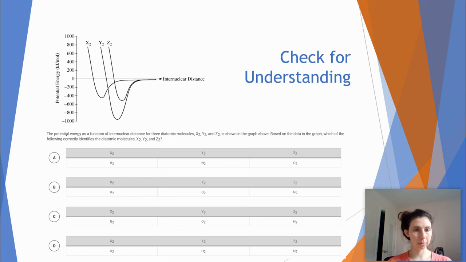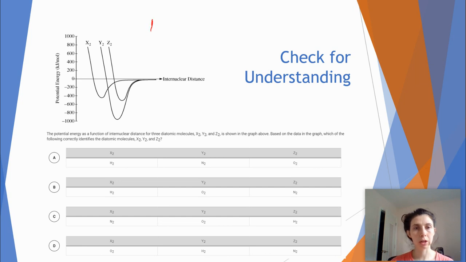Check for understanding. The potential energy as a function of internuclear distance for 3 diatomic molecules, X2, Y2, and Z2, is shown in the graph above. Based on the data in the graph, which of the following correctly identifies the diatomic molecules X2, Y2, and Z2? So we have hydrogen, nitrogen, and oxygen. Notice we are comparing two things. We're comparing bond length and bond energy.